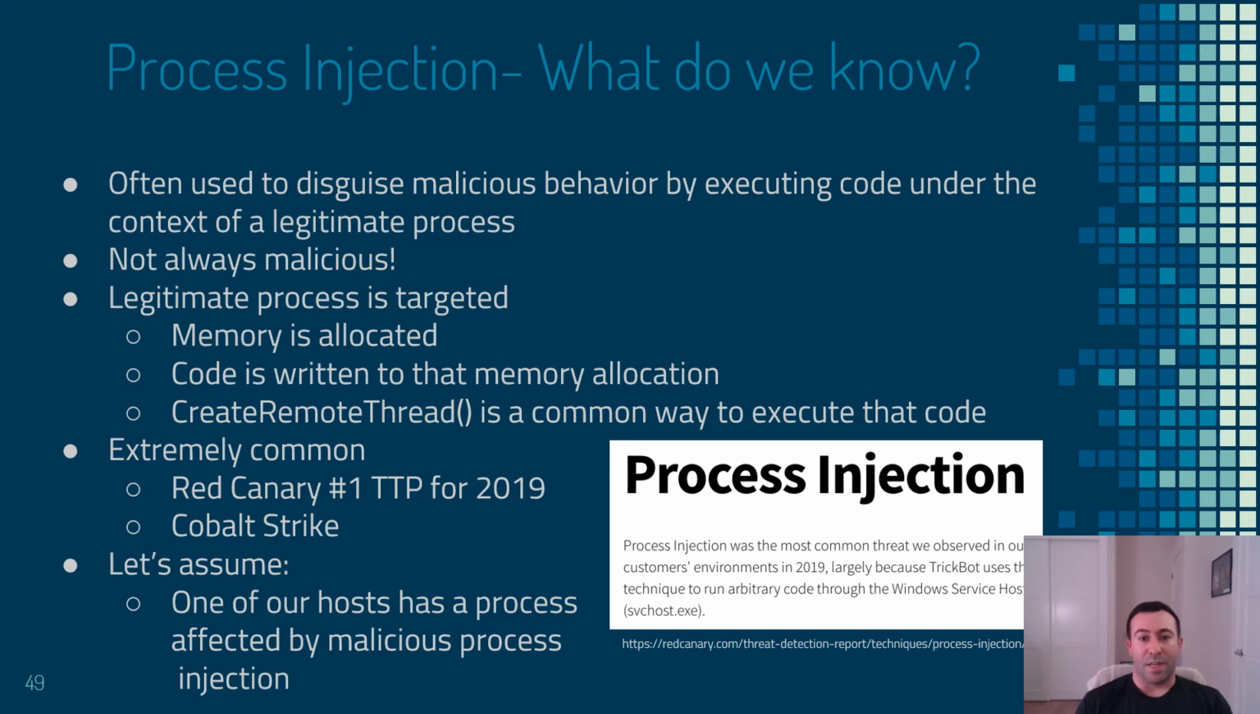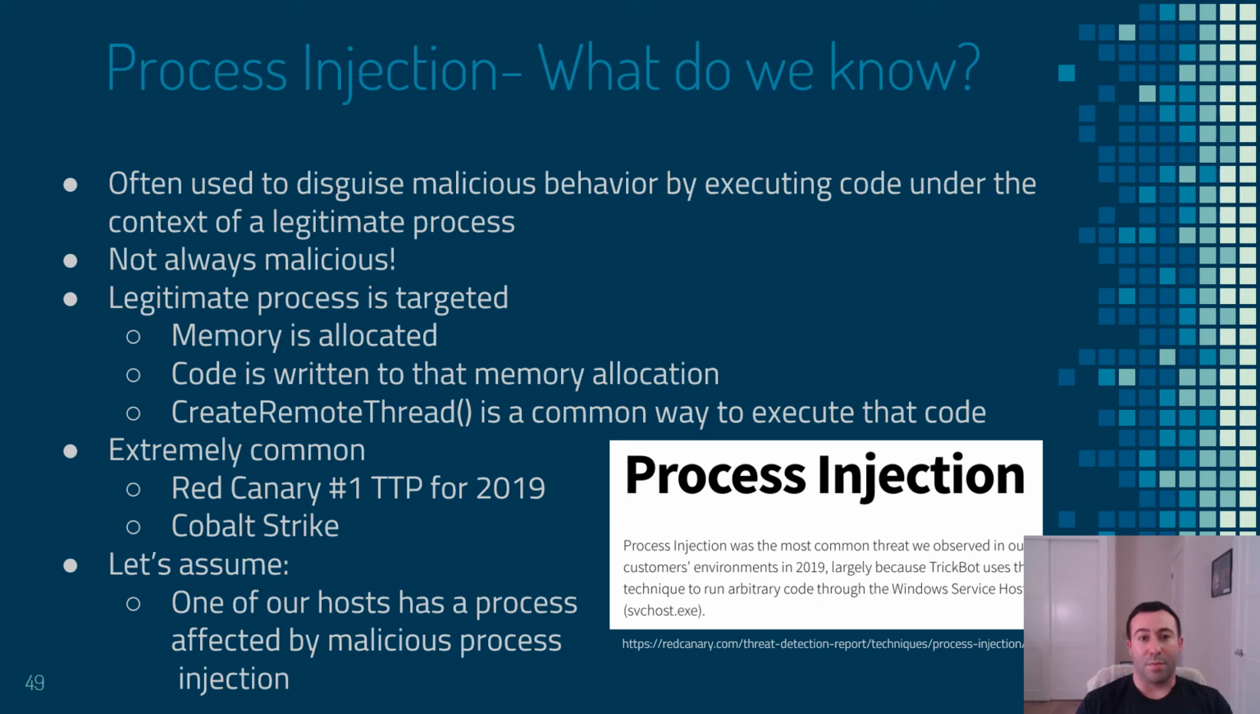The one-minute explanation of one method of process injection is: a target process is selected, memory is then allocated in that process, a DLL or code is written to that allocation, and then that code can be executed by the use of a function such as CreateRemoteThread. This is a very common way that process injection is achieved. This is obviously a way oversimplified explanation, but this topic alone is enough for a talk all in itself.